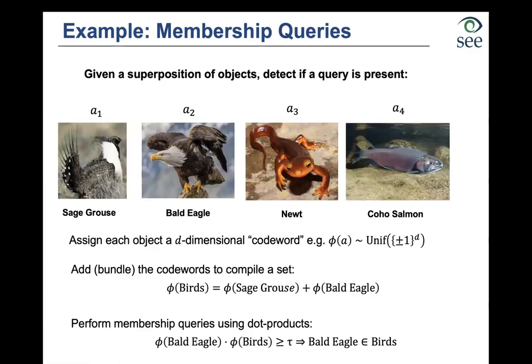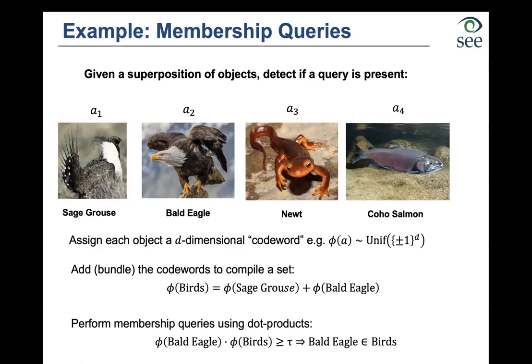Now, in fact, we do have very good theory for this kind of question in a specific case, and that's for the case of answering membership queries. So the idea of a membership query is to say, given a superposition of objects, we want to detect if a particular query example is present in the superposition. So for example, let's say that we just observe a collection of discrete objects. Here, the universe of objects that we try to represent are native animals of California.